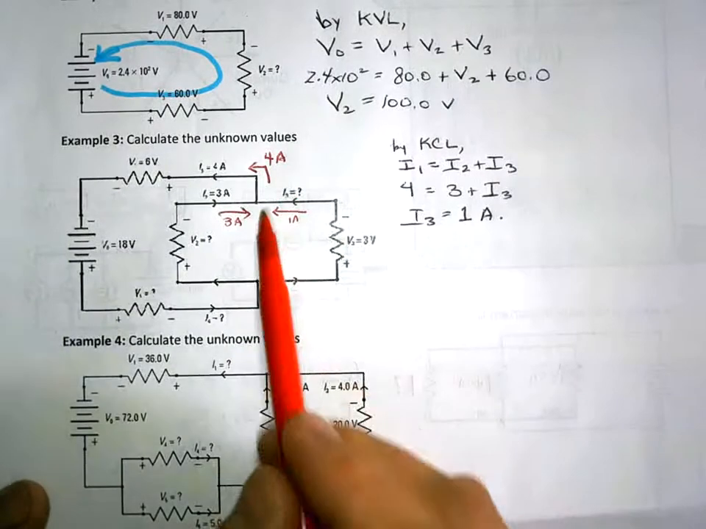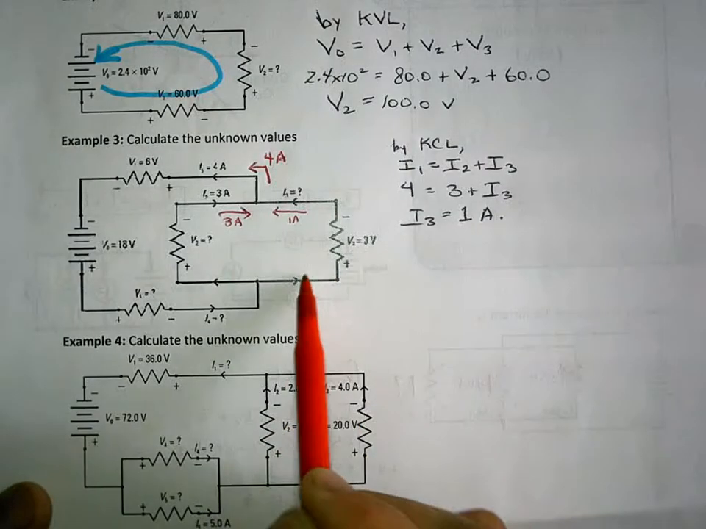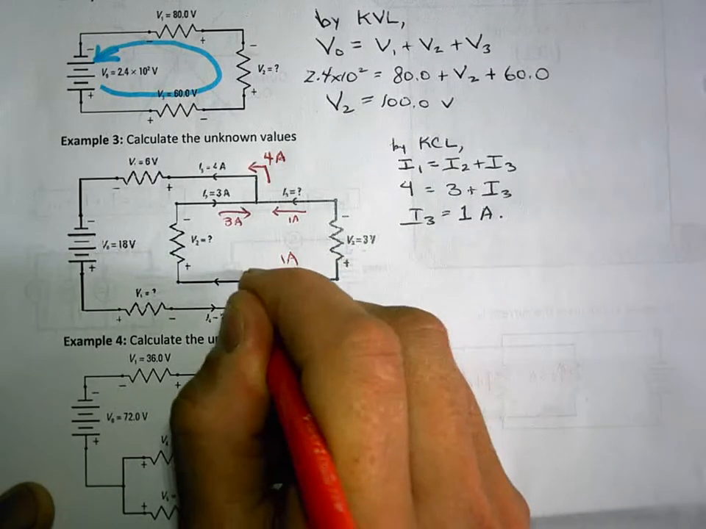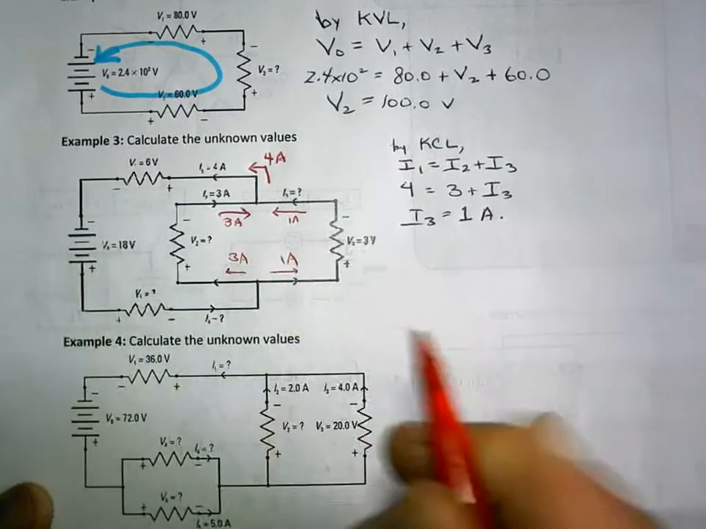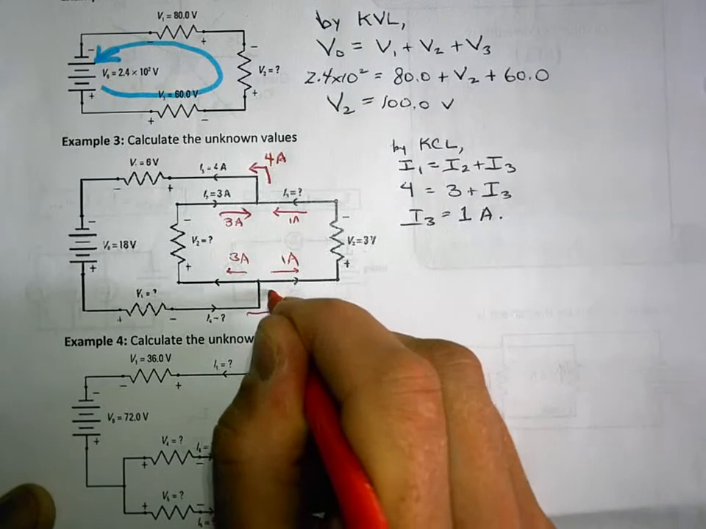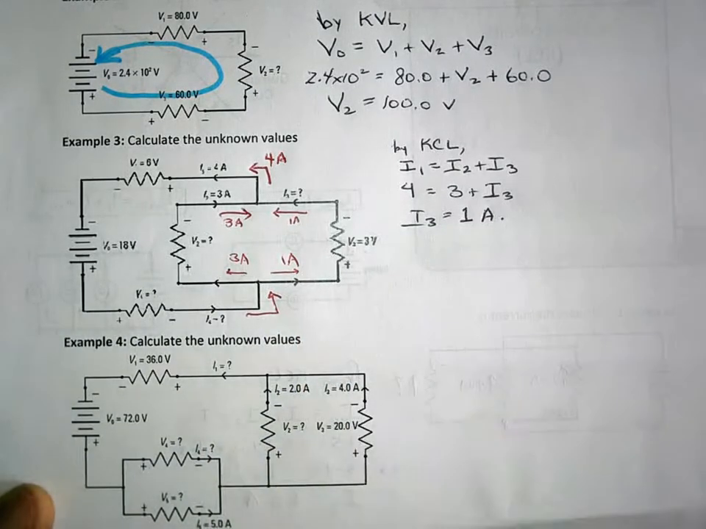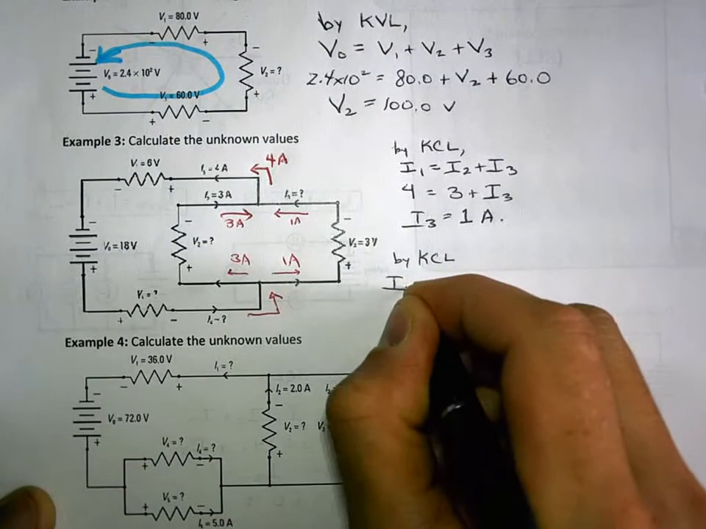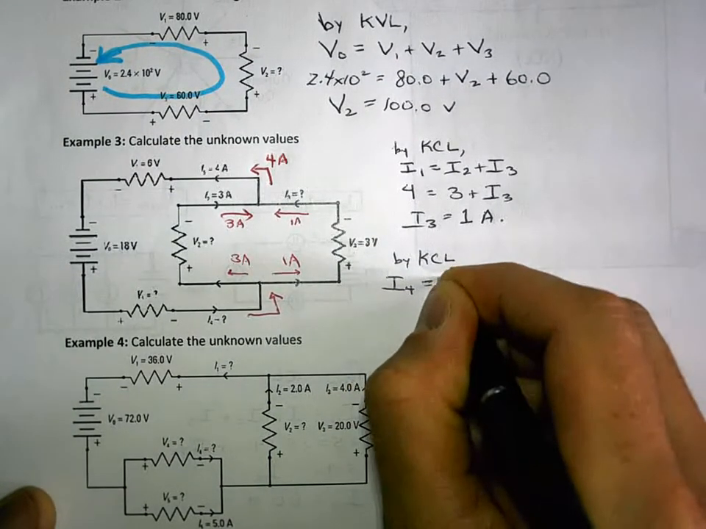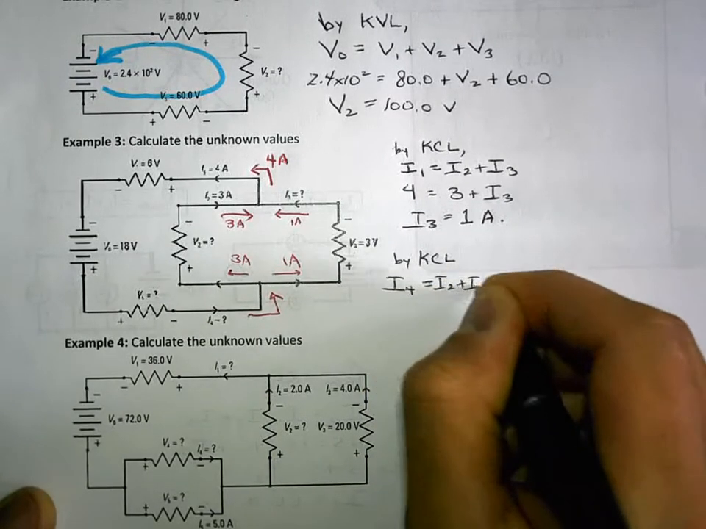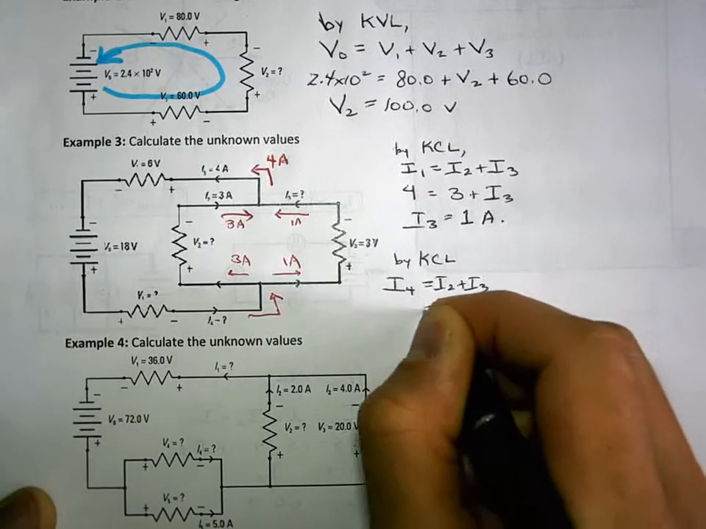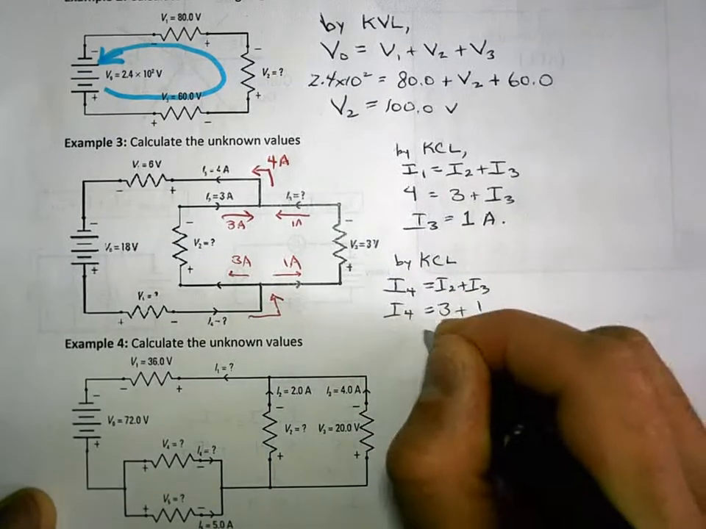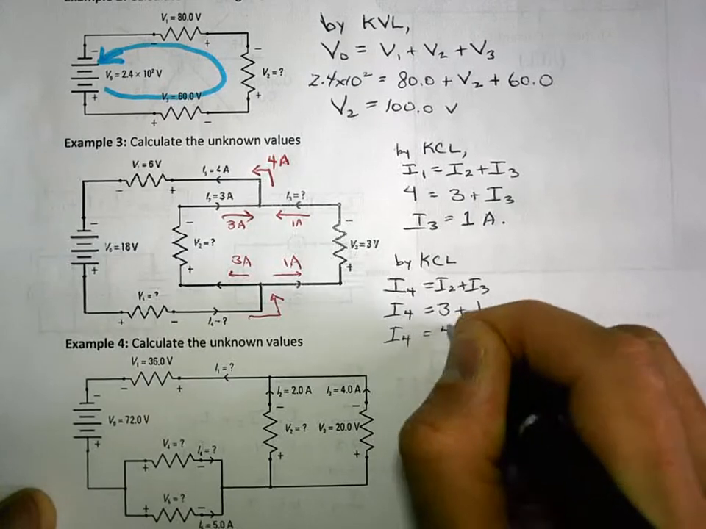Now, if you chase this backwards, well, 1 amp, this is still 1 amp, right? It came out as 1 amp, and then this is 3 amps here. So the question is, what's I4 here? What's this amount going in? Well, by similar logic, I4 is equal to I2 plus I3. I4 is equal to 3 plus 1. I4 is equal to 4 amps.